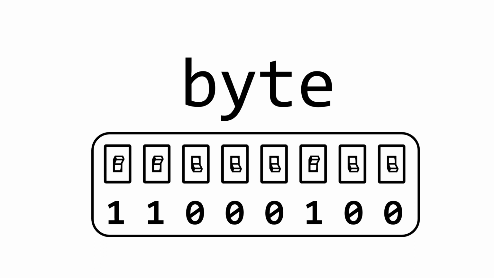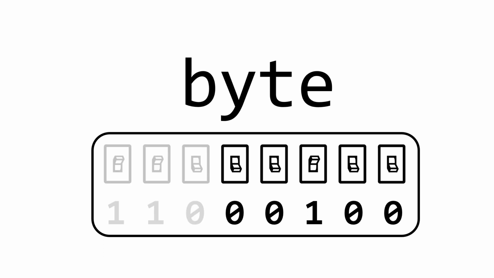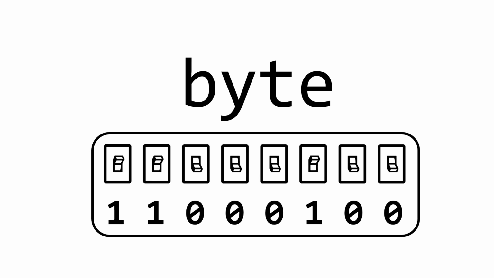One important distinction between cartons and bytes is that bytes are always exactly 8 bits. If you only need 5 bits and you want to store them in a byte, you can just ignore the other 3 bits, but they will always be there.